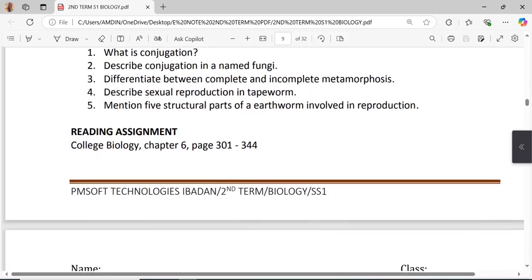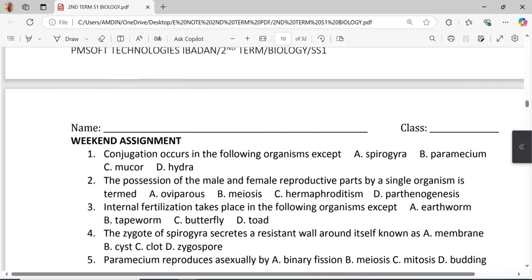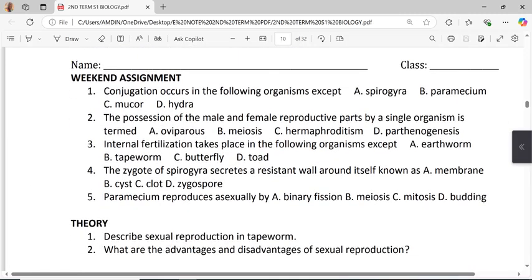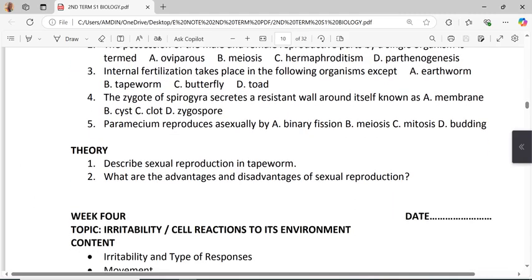For your reading assignment, the book we are using is College Biology. Open to chapter 6. Look at page 304 through 344. You will get more explanation in that area. For your weekend assignment, which is multiple choice questions, we have about 5 of them. So you have to answer all those questions. If anyone is not clear, just rewind the video to where the question is explained and use it to answer the question. You have to attempt the theory as well. You have 2 questions on theory.